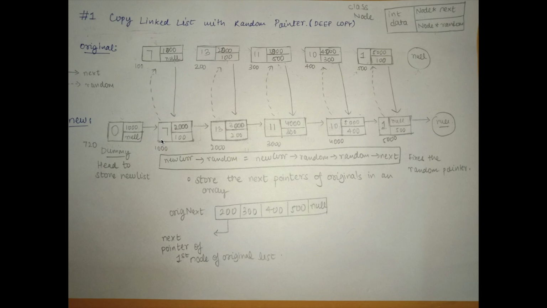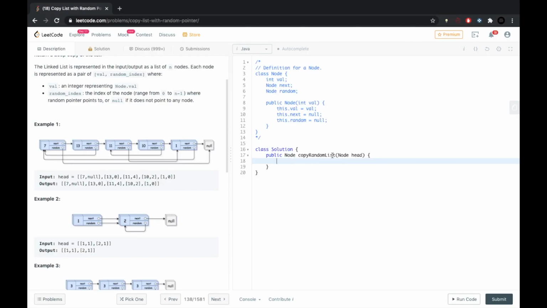So now let's code the above approach. In the input we have the head pointer of the original linked list, and we have to return the head of the new linked list created by us. So we can do a null check here. If head is null, then just simply return null. We don't have to create anything, just simply return null.